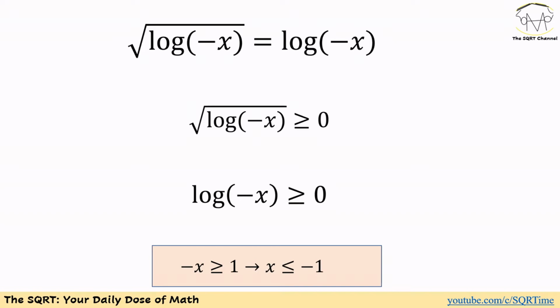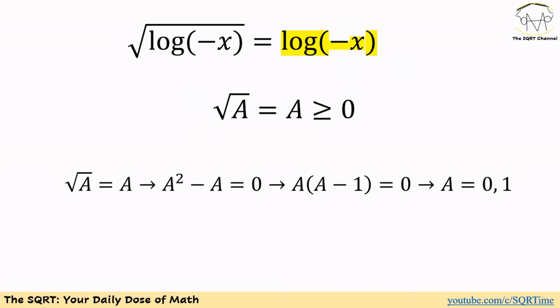With that, if log of negative x is greater than or equal to 0, then negative x needs to be greater than or equal to 1, and x needs to be less than or equal to negative 1. So we limited the range even more, and we are going to use it to solve the problem in a bit. Now let's use a for log of negative x. On the left hand side we are going to have radical a, and on the right hand side we are going to just have a. And we know that a is going to be greater than or equal to 0.